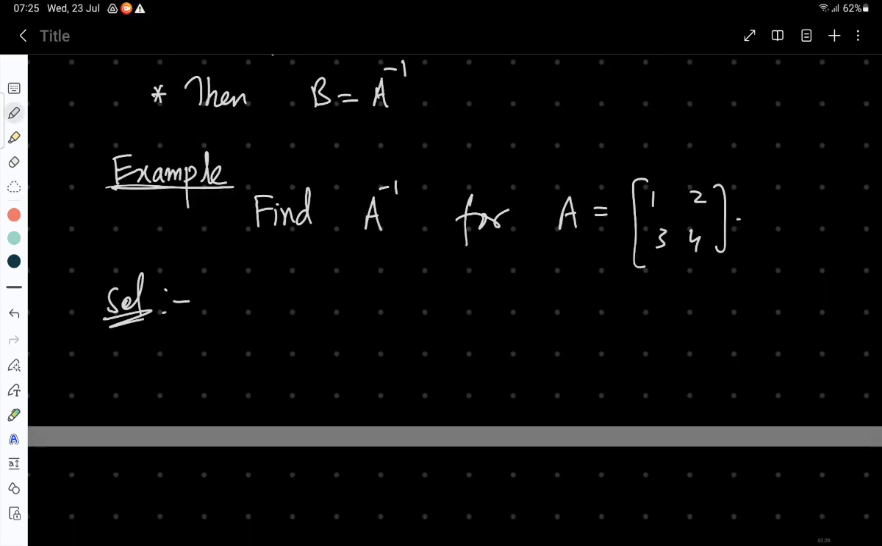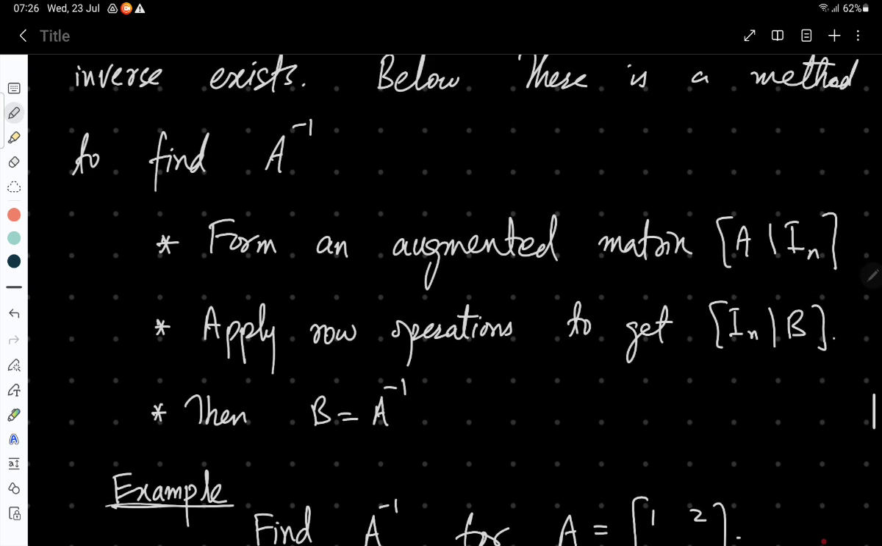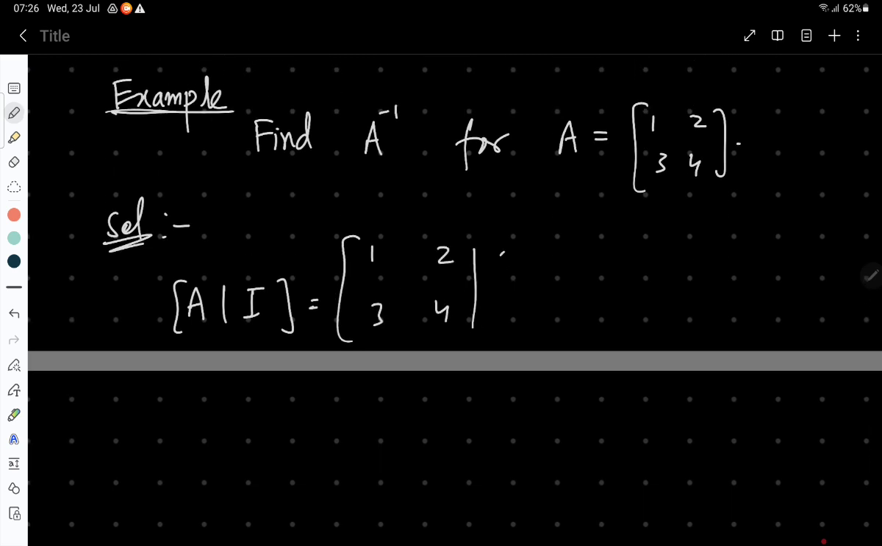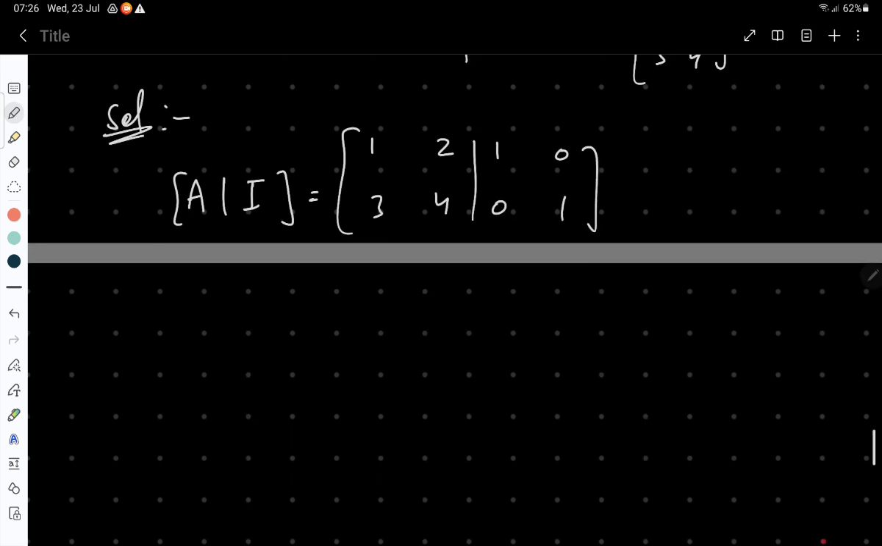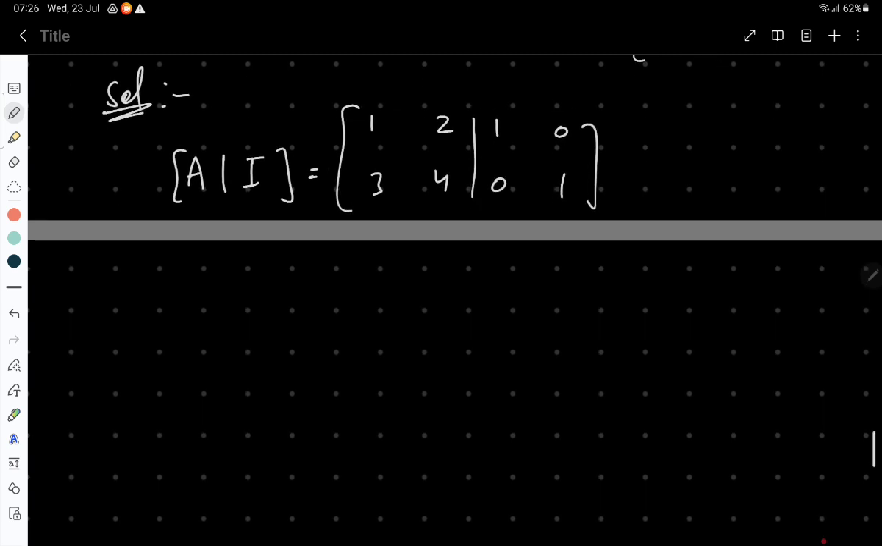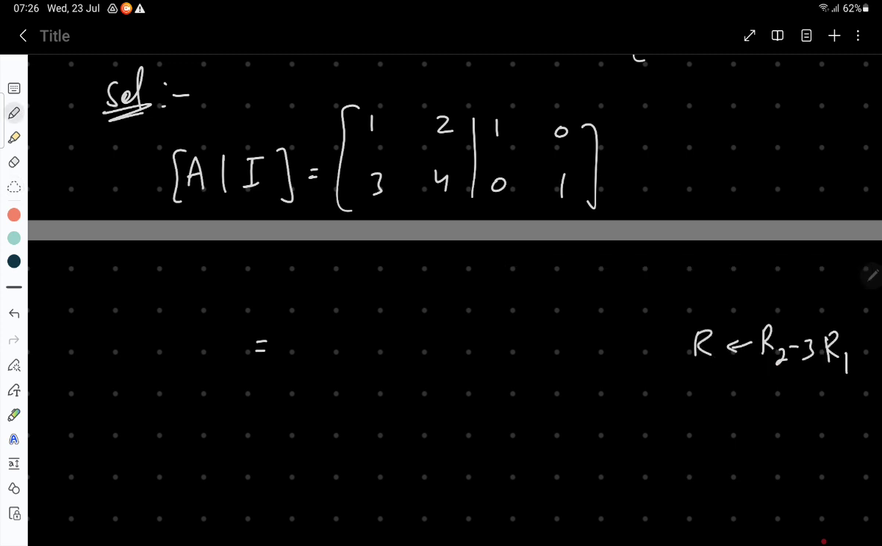So let's do an example. In this example, we have to find the inverse of this matrix. The first step is to form an augmented matrix A augmented with I. So I will first form this augmented matrix. First I will put A, then I will put I. Now I have to perform row operations to make this matrix identity. Here we have 1. I have to make this 0. So how can I make this 0? If I write 3 minus 3 times 1, this means R2 minus 3 times R1. So this operation I will perform in row 2 to make changes in R2.